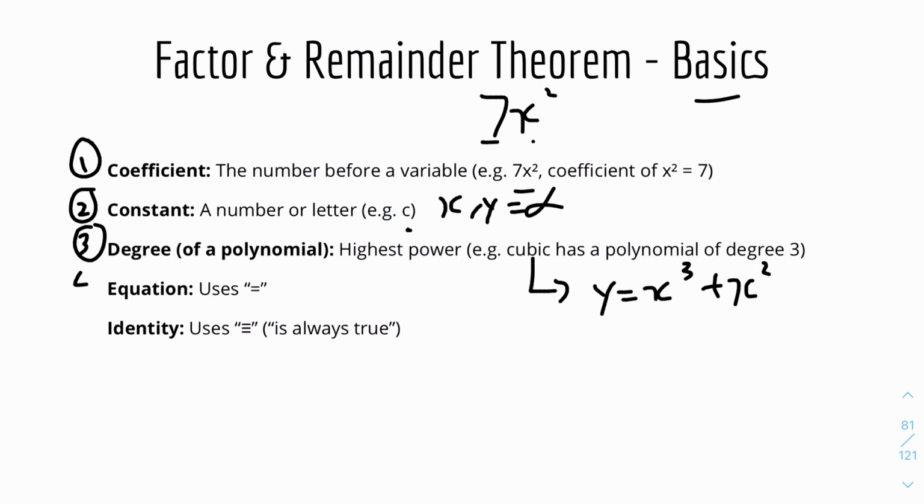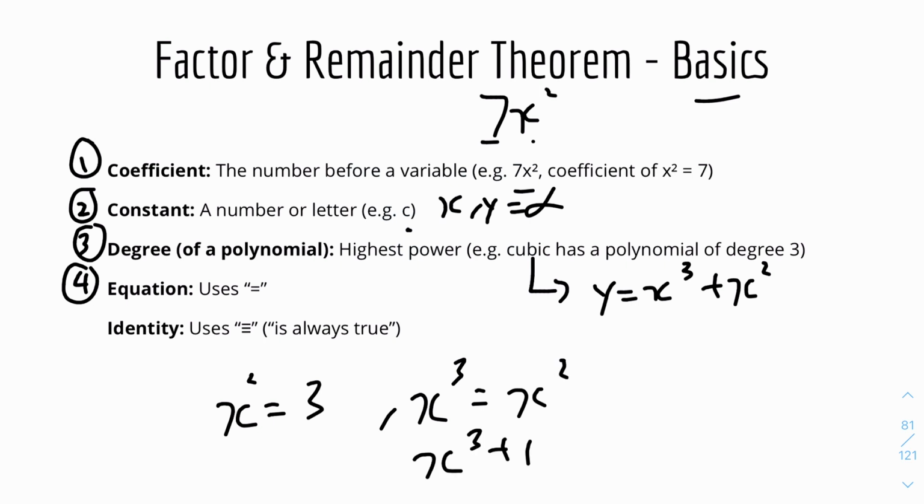Number four, equation. Basically an equation uses an equal sign. So let's say this is an equation, this is an equation, but if it's just like this, without any equal sign, it'll be an expression, not an equation.